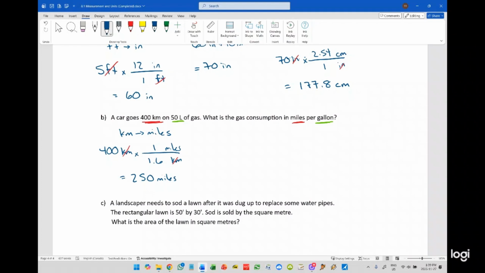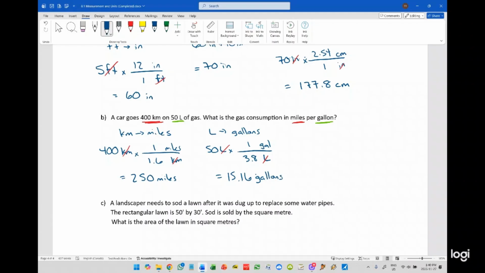Okay, and then our other conversion is liters into gallons. Same idea, we start off with 50 liters, liters on the bottom, gallons on the top. And we know that 1 gallon is 3.8 liters. Cancel out those units. And 50 divided by 3.8 is 13.16 if we round. Again, we're switching between metric and imperial, so it's going to be a little bit of rounding anyway. 13.16 gallons.